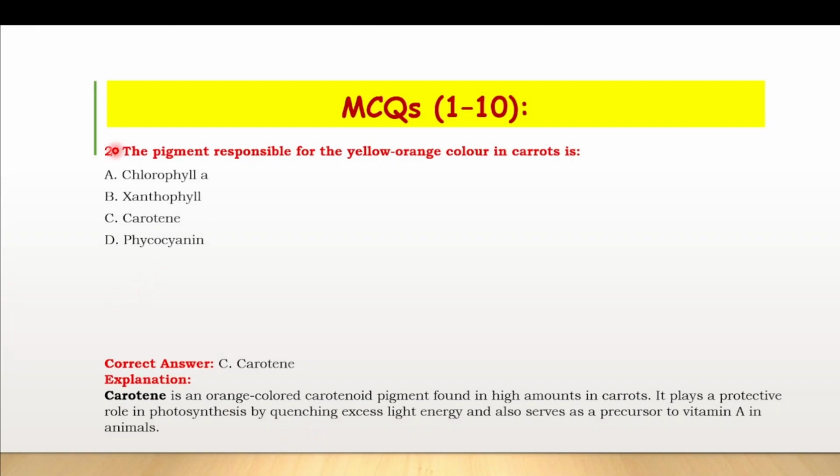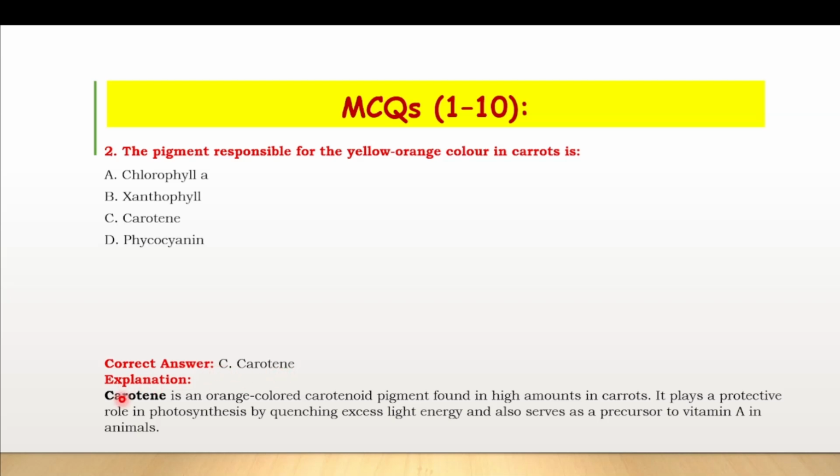Question 2. The pigment responsible for the yellow-orange color in carrots is A. Chlorophyll A, B. Xanthophylls, C. Carotene, D. Phycocyanin. Correct answer is C.